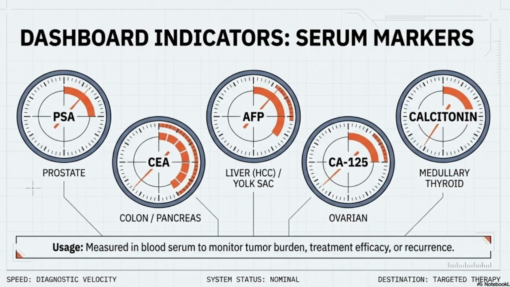Tumor markers, you check these in the blood. For prostatic cancer, you check PSA. For colon and pancreatic cancer, you check CEA. For liver cancer or yolk sac tumor, you see AFP. For ovarian cancer, you see CA125. And for medullary thyroid cancer, you see calcitonin.